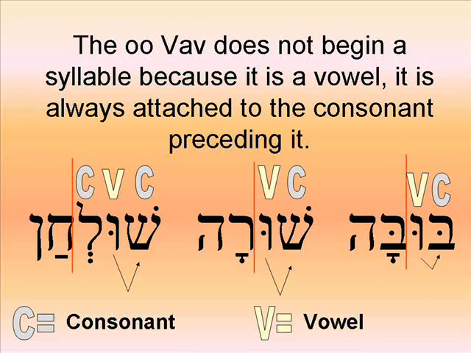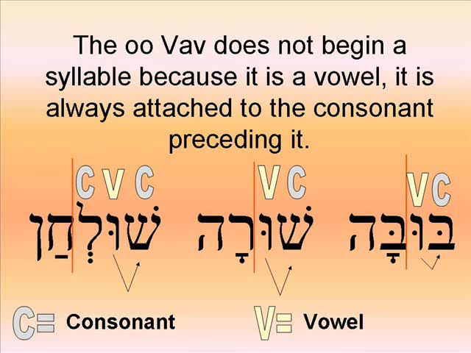The U vav does not begin a syllable because it is a vowel. It is always attached to the consonant preceding it. For example, buba. Buba, the first letter bet is a consonant, and it is followed by a vav with a dot in the middle of it. That's a vowel vav, not a regular vav. Therefore, the first syllable of the word bu-ba is an open syllable, since it ends with a vowel.